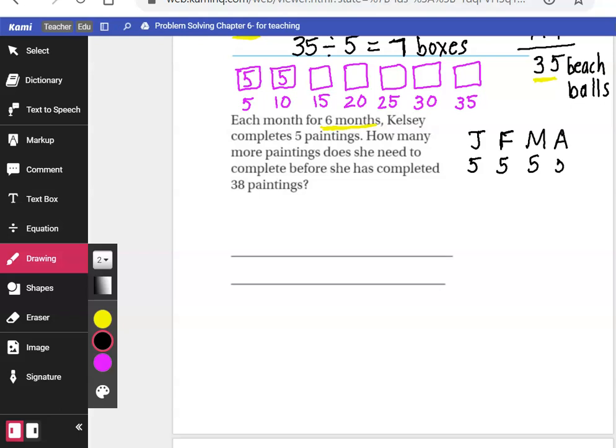April, she made another 5. And I need to count up for 6 months. May, she makes another 5. And June, she makes another 5 paintings. Okay? So that's kind of what I'm thinking now.